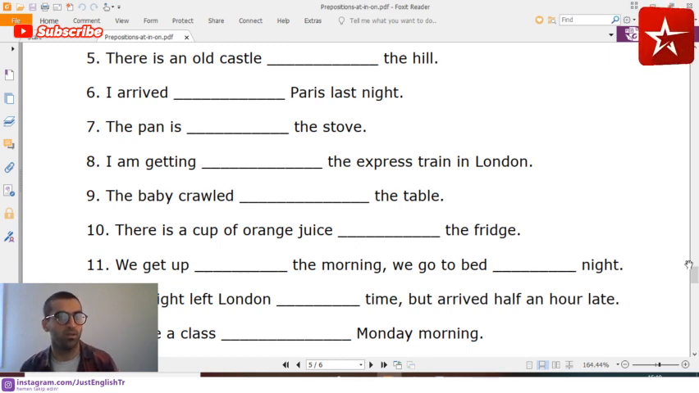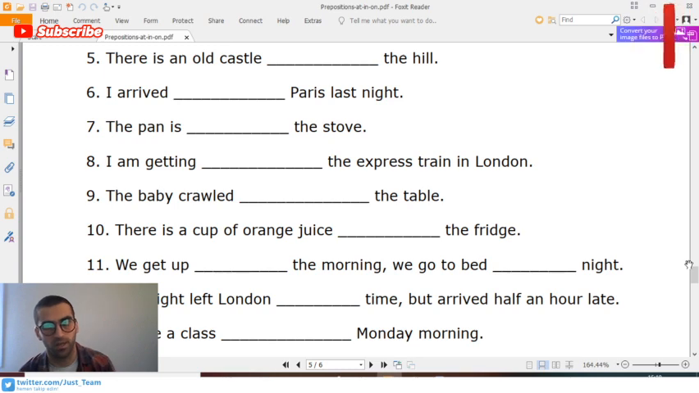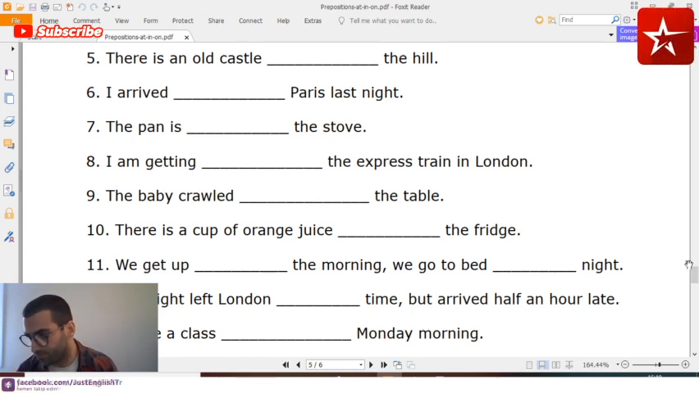I arrived at the hotel. I arrived at the station. I arrived at the building. Okay? Yani binaya vardım, otele vardım veya istasyona vardım. Ama şehir ve ülkeler olursa ne kullanmamız gerekiyor? In kullanmamız gerekiyor. I arrived in Paris last night. Great. In. Doğru cevap in.